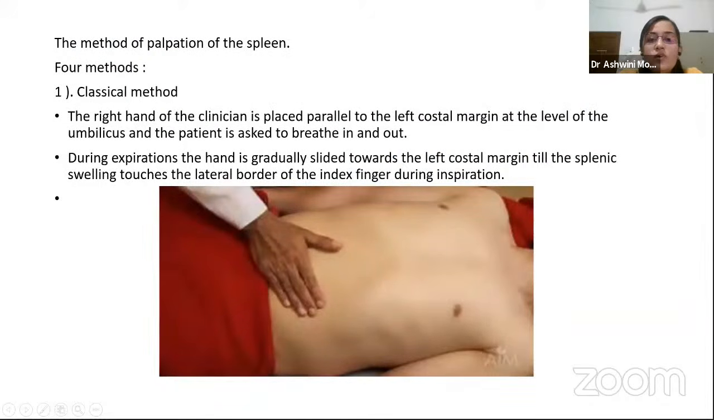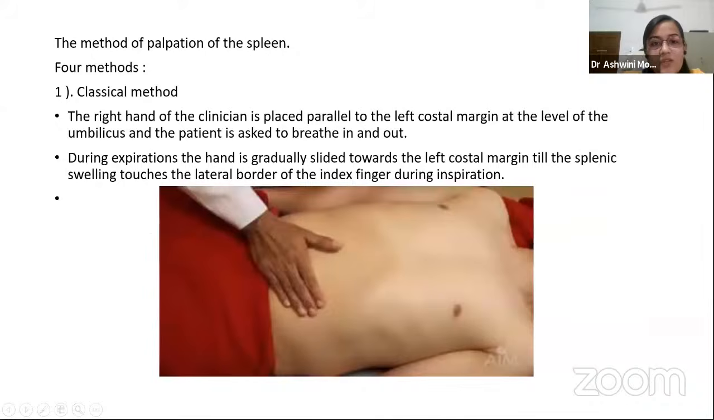Now moving on to the palpatory method of the spleen. There are 4 methods to palpate the spleen. First is the classical method, in which the right hand of the clinician is placed parallel to the left costal margin at the level of the umbilicus, and the patient is asked to breathe in and out. During expiration, the hand is gradually slid towards the left costal margin till the splenic swelling touches the lateral border of the index finger during inspiration.